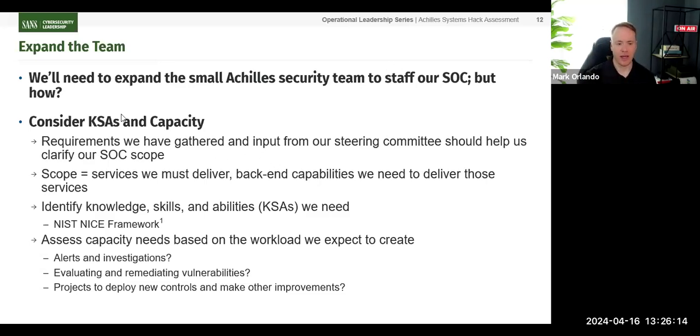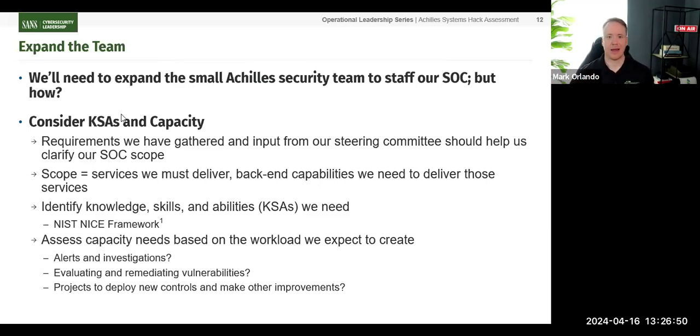So we need to think about what KSAs we need as part of this expanded team. We also need to think about what our capacity needs are. Quite honestly, this is one of my favorite exercises that we do in class, and it's a relatively involved one. But essentially, we need to think about how much workload we expect to be created within this team. So let's take a look at the sim, since we already have one. How many alerts are getting generated? How long does it take on average to assess, triage, and investigate those alerts? How much time are we spending on those other tasks that we're doing?